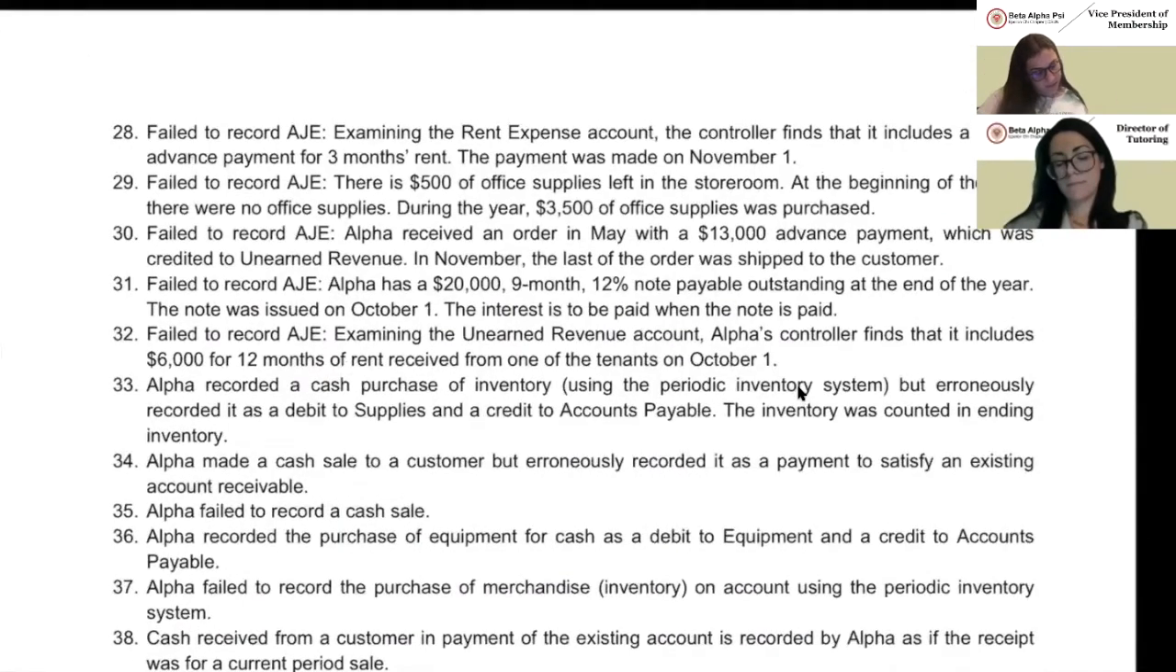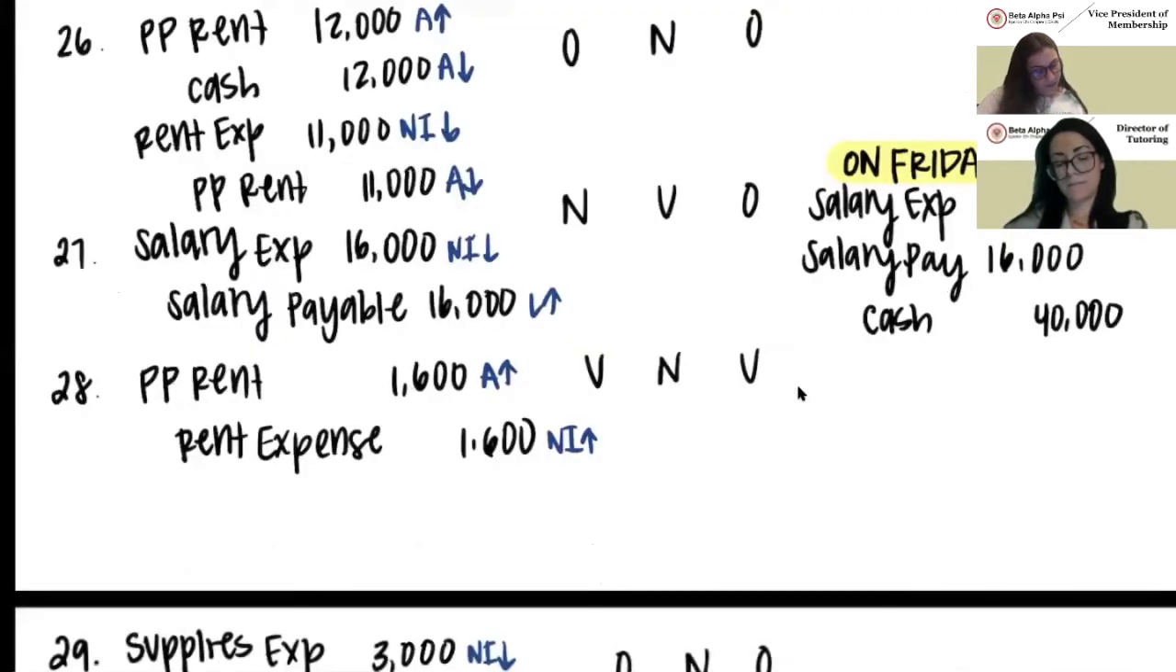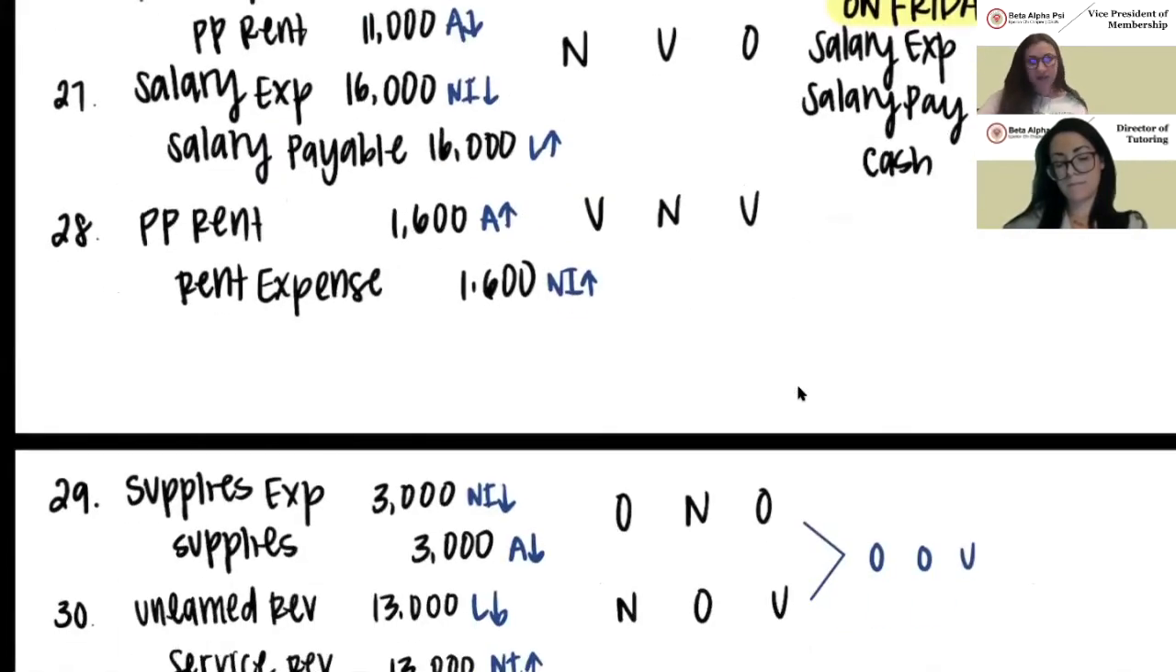Number 28, failed to record adjusting journal entry. Examining the rent expense account, the controller finds that it includes $4,800 advance payment for 3 months rent. The payment was made on November 1st. So what they should have done was they expensed all of it on November 1st when they paid it. And now at the end of the year, on December 31st, only 2 months has been used. So they have to unexpense that 1 month that they didn't use.